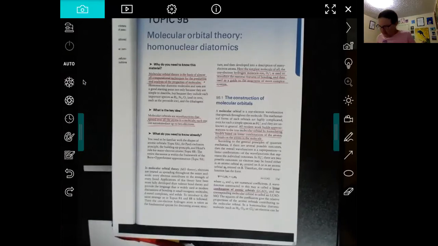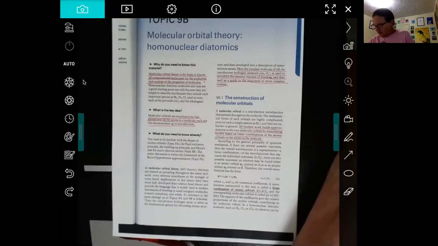So why do we need to know this? Molecular orbital theory is the basis of almost all computational techniques for the prediction and analysis of properties of molecules. So if you're using any software whatsoever to understand energies, geometries, spectra of molecules, you're using molecular orbital theory.